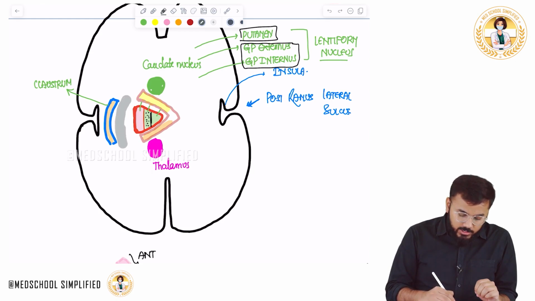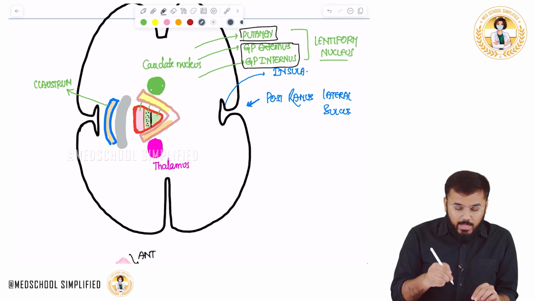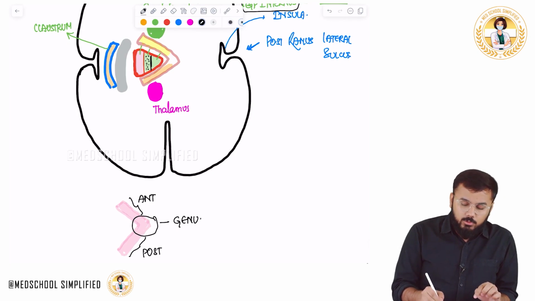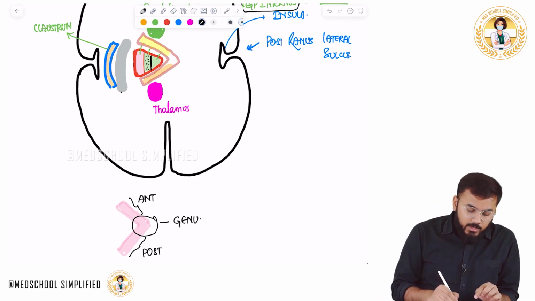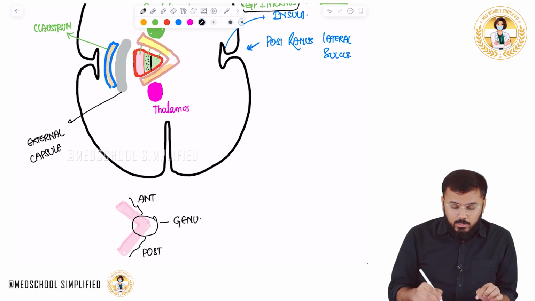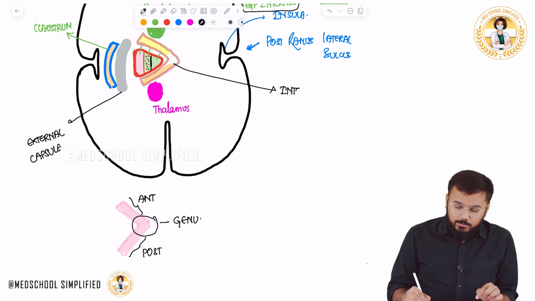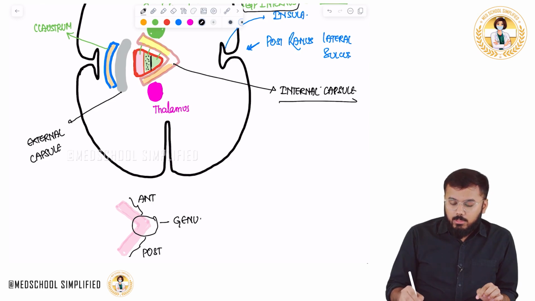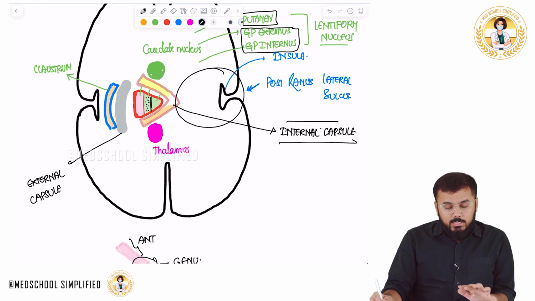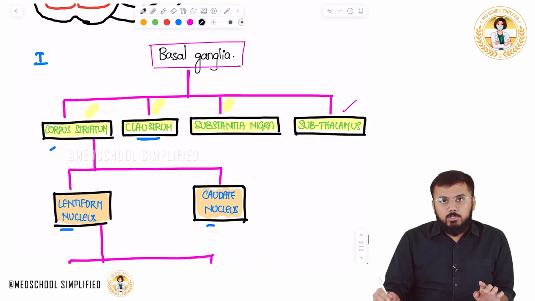After that, you have this important structure which is present here, between the claustrum as well as the lentiform nucleus. Now this structure over here, you call it the external capsule. So one you have is the internal capsule, and this one over here is called your external capsule. External capsule. And this one over here is called your internal capsule. Internal capsule. The same things I have written here are also present on this particular side. These are the structures you need to remember regarding this basal ganglia.